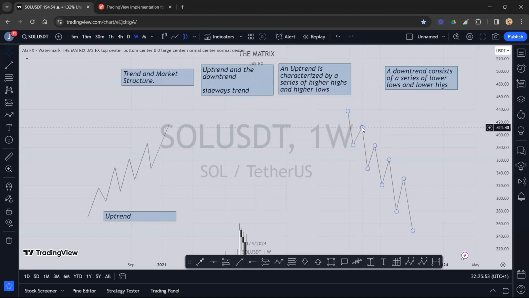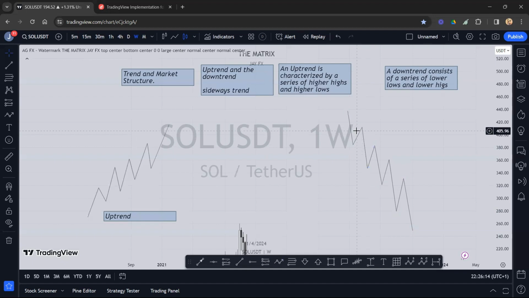We have a low. We have a high. This high is lower than this high, right? It went lower. We have a low here. We have another low. This low is lower than this low, right? We have another high here. This high is lower than this high, right?